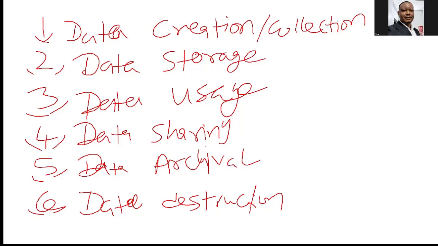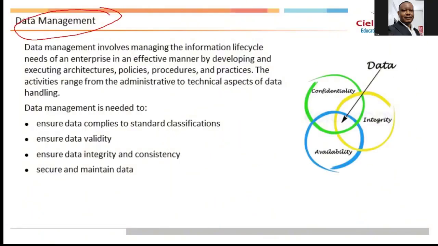So the whole idea of data management is how you're going to manage all of this life cycle of your data. That's basically what data management portends: managing the life cycle of your data to ensure that at each of these stages, you implement all of those security functions as well as suggestions that I had talked about.